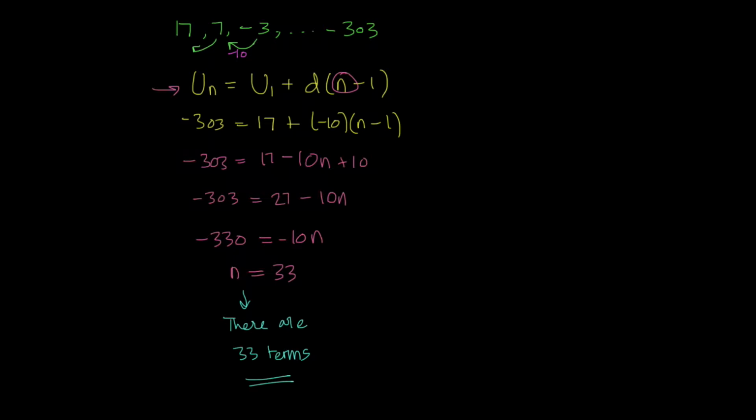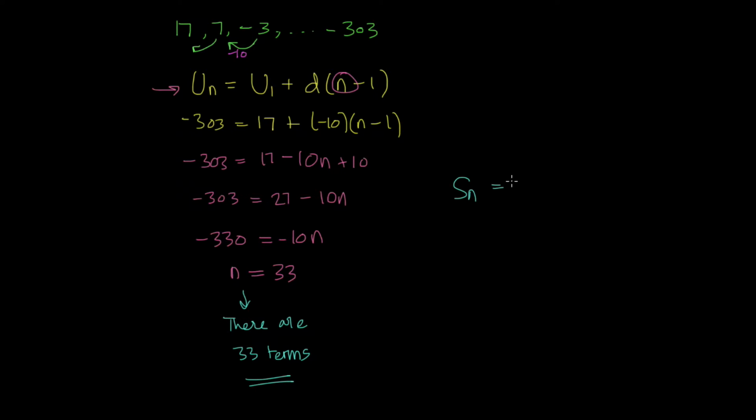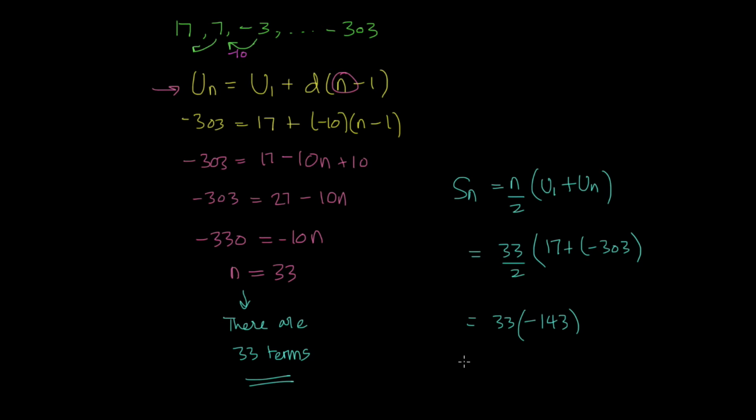So now that we know what n is, I could choose to use either this equation or this equation. But because this one is simpler and we have all the needed information, I'm just going to use this one. So we have S sub n equals n over 2 times u sub 1 plus u sub n. That's going to be 33 over 2 times my u sub 1 is 17, plus my last term is -303. That simplifies to 33 times -143, and that gives me an answer of -4,719 for S sub n.